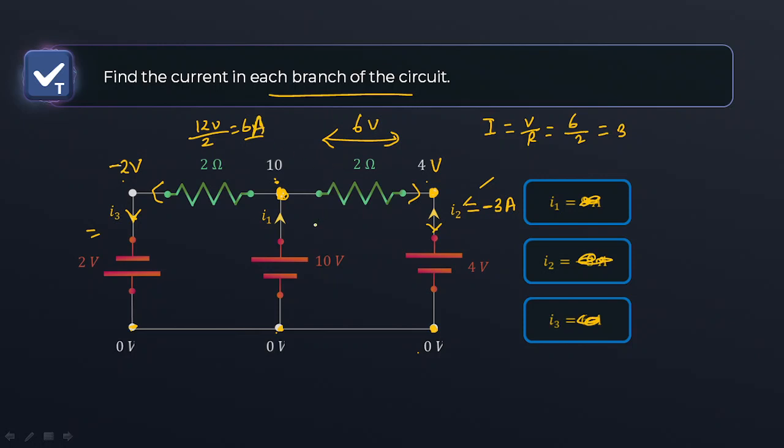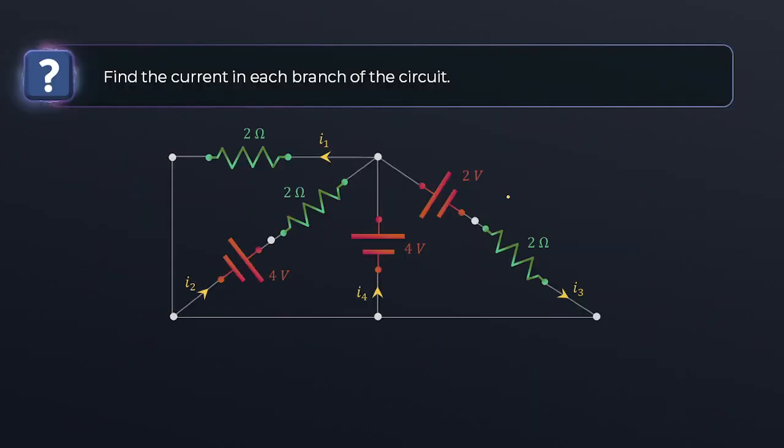Now in case of I1, how much will be the I1? Value of I1 will be, now see here, 3 ampere current is flowing in this direction, and 6 ampere is flowing in this direction. So here current will be 6 plus 3, that is 9 ampere. So we can write, simple, yes or no.